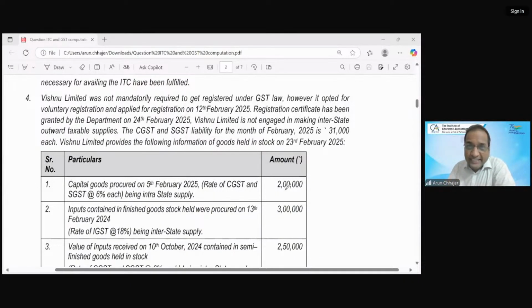If you go to Section 18, subsection 1, you will find 4 clauses: Clause A, Clause B, Clause C, Clause D.